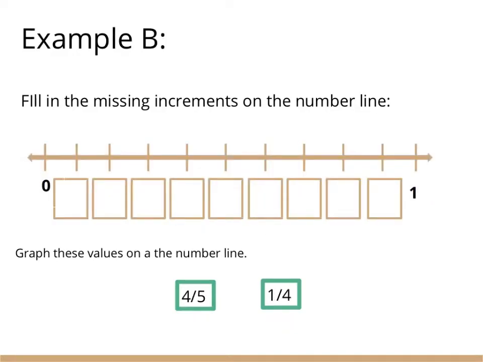Here we are at example B, and again in example B we're going to be filling in the missing increments on the number line and graphing these values on the number line. So again I'm going to start by counting the spaces, not the lines, on my number line. So I've got 1, 2, 3, 4, 5, 6, 7, 8, 9, 10. So I know there are 10 spaces, which means my number line's broken into tenths.